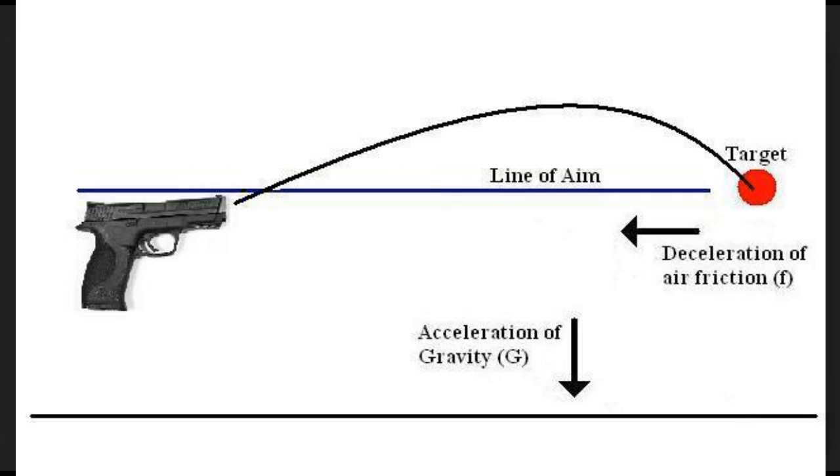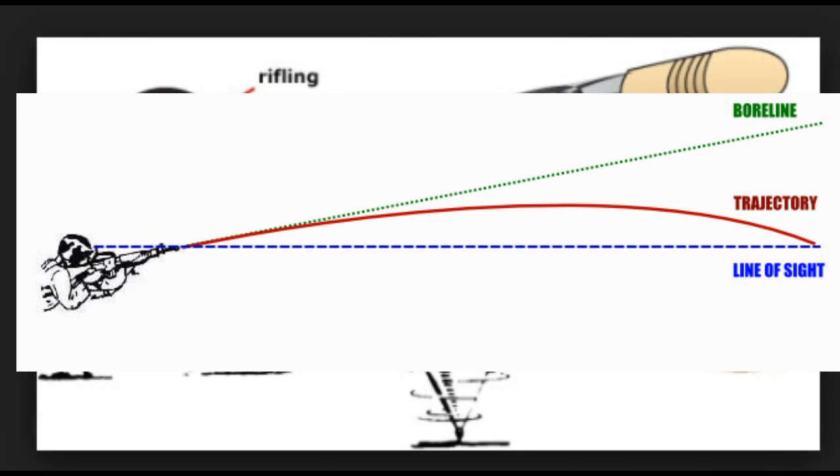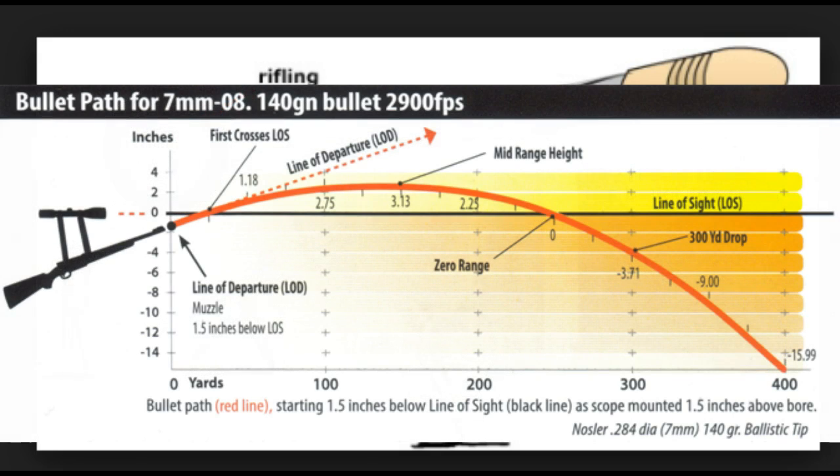If you're shooting a bullet probably 400 to 600 yards max, it's not going to make that much of a difference. Pistol bullets, even going to make less of a difference. You got a lot lower velocity.